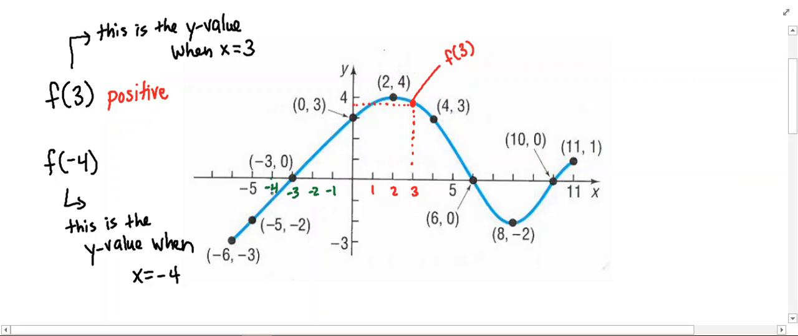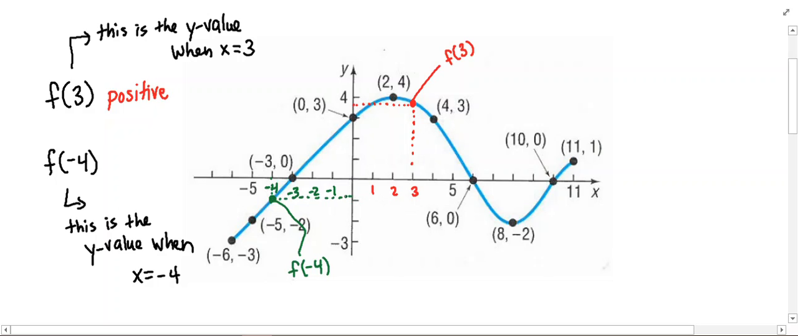We need to find the corresponding point on the blue curve. Okay, so that's going to be right here. So this is f of -4. Okay, this point falls below the x-axis. If you look at the y value here, it's almost -1, not quite.